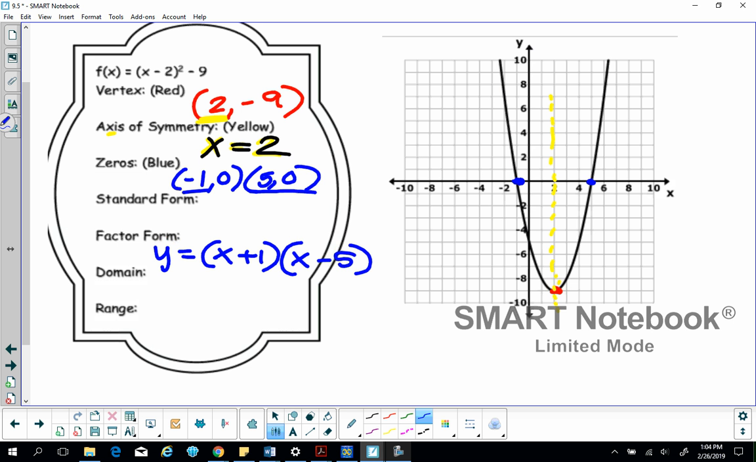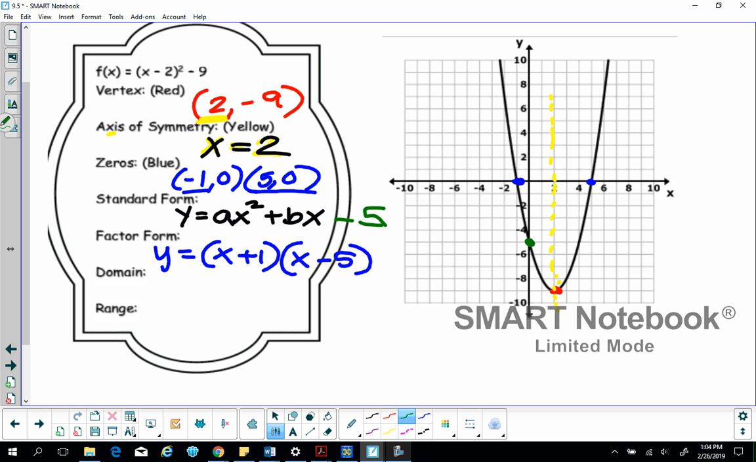Standard form. What's standard form of the equation? y equals ax squared plus bx plus c. You guys probably just wrote this on the test. But c is always your y-intercept. Where is your y-intercept here? Negative 5. So I'm going to put minus 5 for my c. Remember, c is always your y-intercept.